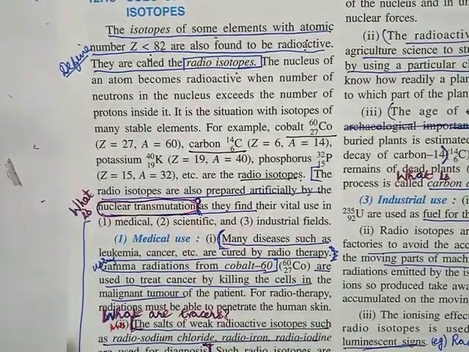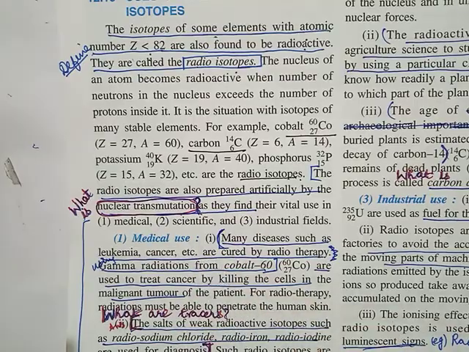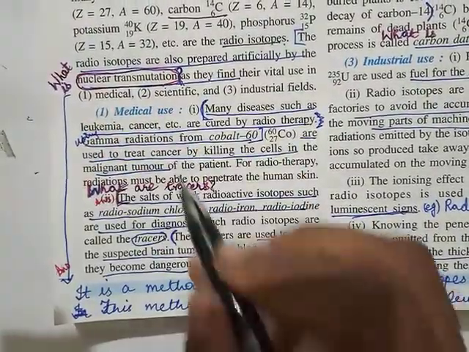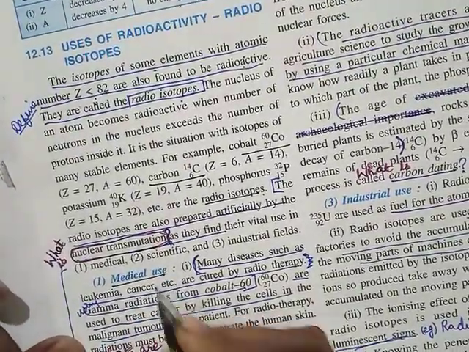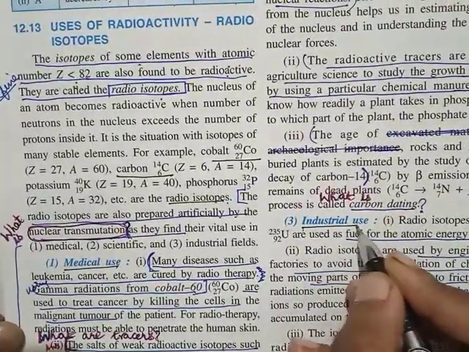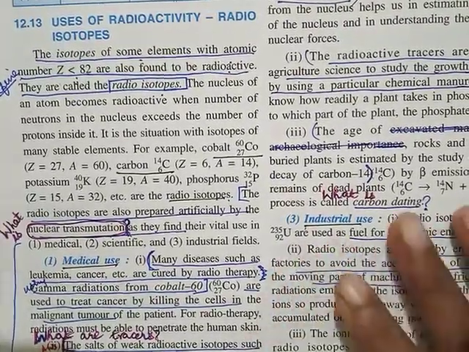Mutation is variation, you know that, right? So you can just note this down, it's not given clearly. Now the uses have been divided into three categories: medical use, scientific use, and industrial use. We'll go one by one.